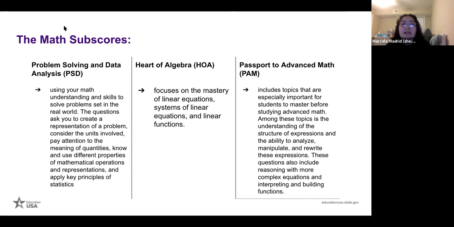So don't expect to do calculus on the SAT. That's too far ahead. Because everyone is being tested, no one can be sure everyone's learning calculus at the same time. So don't worry too much about Passport to Advanced Math. It's more like polynomials.